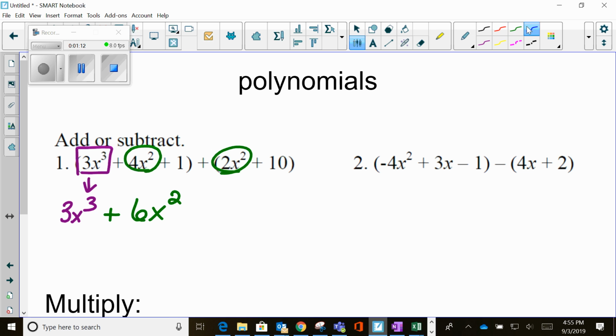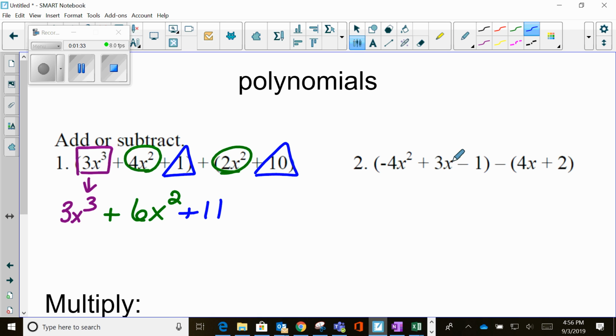And finally, I'm going to look for my constants, which I have a 1. Look down the line, and I only have a 10 left. 1 plus 10 gives me an 11. These are 3 terms with different variables and exponents. So I am done with this problem because I cannot simplify that anymore.